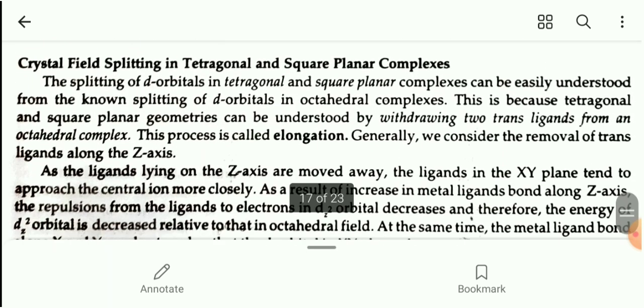Crystal field splitting in tetrahedral, tetragonal and square planar complexes. The splitting of d orbitals in tetragonal and square planar complexes can be easily understood from the splitting of d orbitals in octahedral complexes. This is because tetragonal and square planar geometries can be understood by withdrawing two trans ligands from an octahedral complex. This process is called elongation. Generally, we consider the removal of trans ligands along the z-axis.